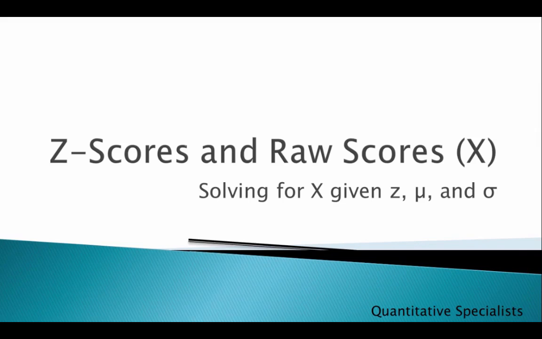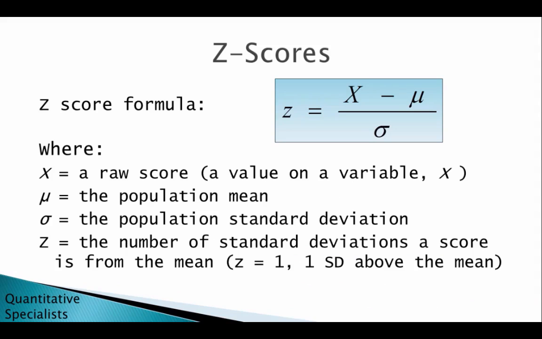In this video, we'll take a look at z-scores and raw scores, or solving for x given z, mu, and sigma, the standard deviation. Now first, let's start by briefly reviewing z-scores.